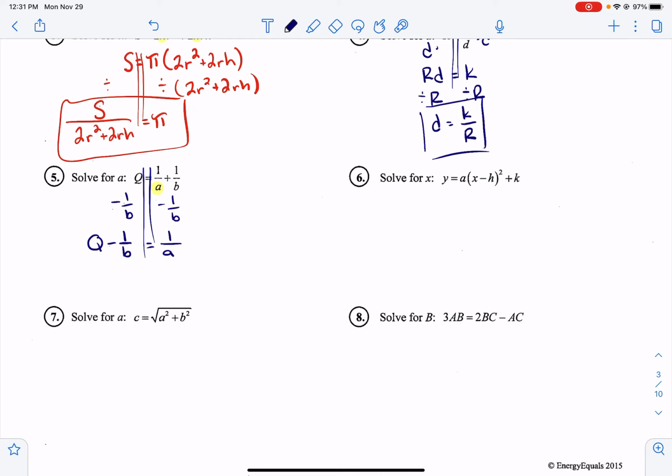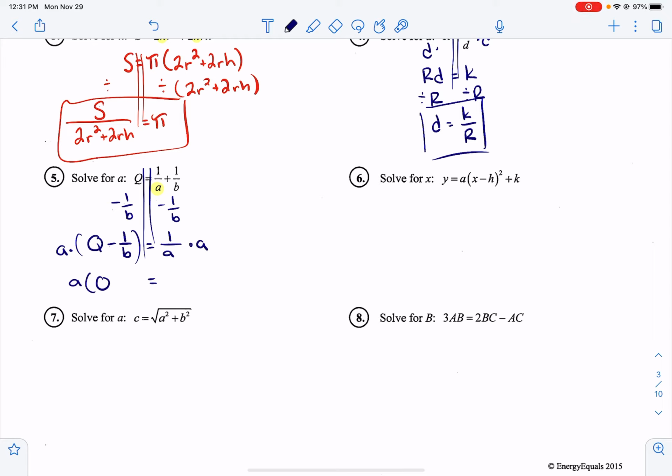All right, A's on the bottom. So to get it off the bottom, I have to multiply both sides by A. On the left, I end up with A, and then in parentheses, I have Q minus 1 over B. And that's going to equal 1. Now, I'm not going to distribute the A because I'm trying to get things moved away from A, not add stuff to it. So I'm going to get rid of that parenthesis. So right now it's written like this. A times Q, whoops, that's a minus 1 over B equals 1.